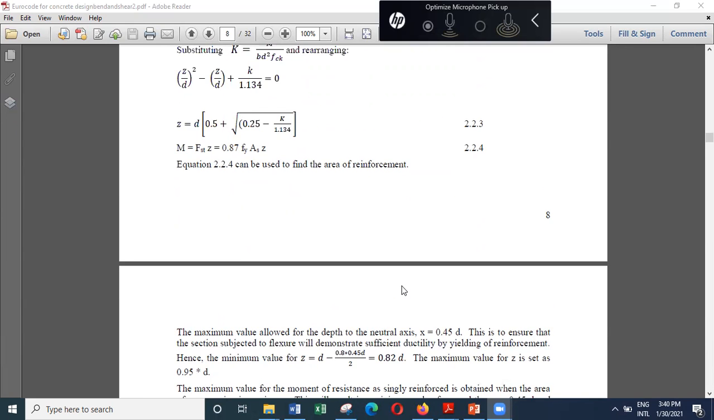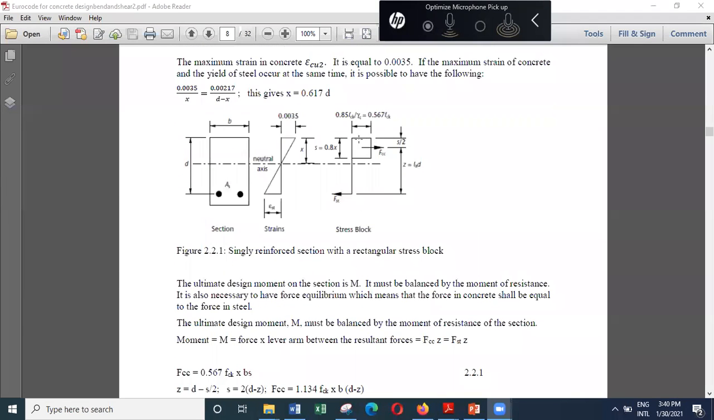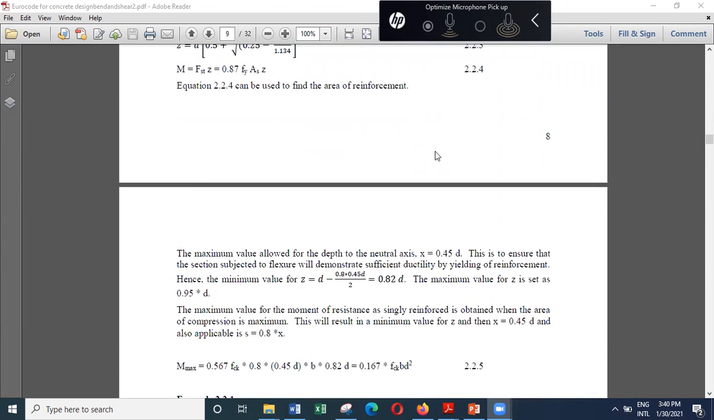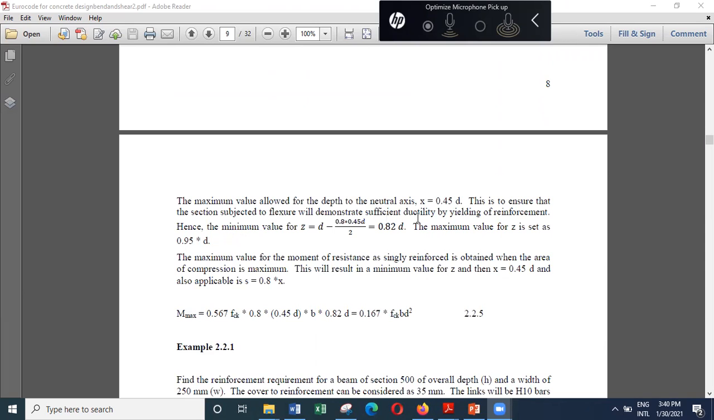So when x is maximum, z is minimum. If s is smaller, then z will be a higher value. When x is maximum, s is maximum. So when x is maximum, z is minimum. So the minimum value of z is 0.82 times d.